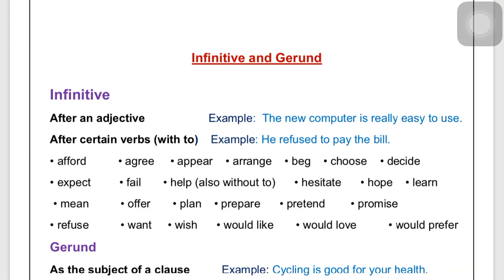The second use is after certain verbs with to. For example, he refused to pay the bill. After refused, we use to plus infinitive. We have other verbs that we use to plus infinitives after them.